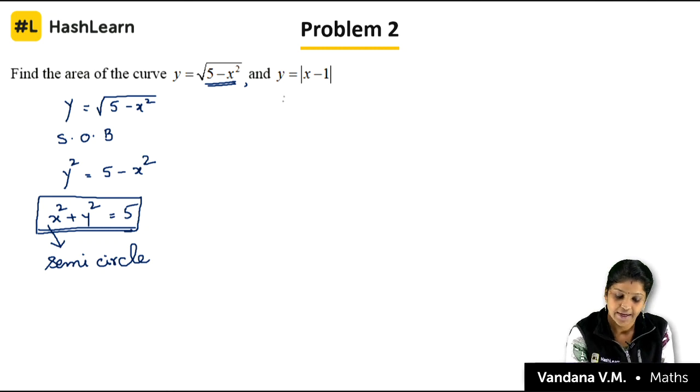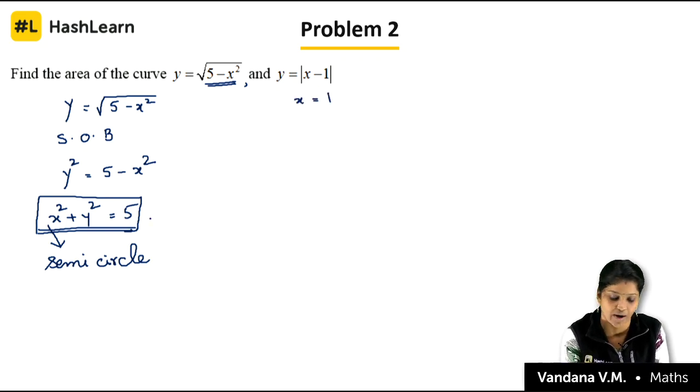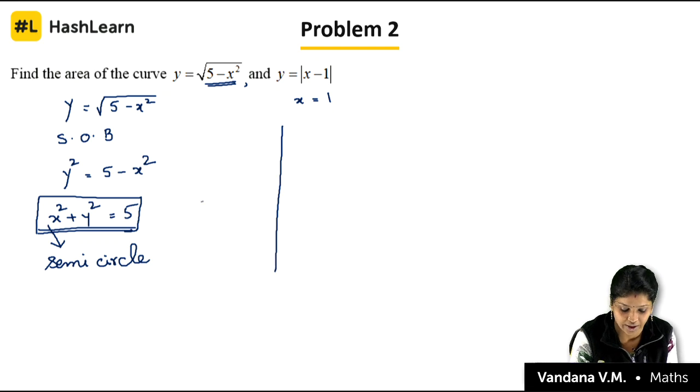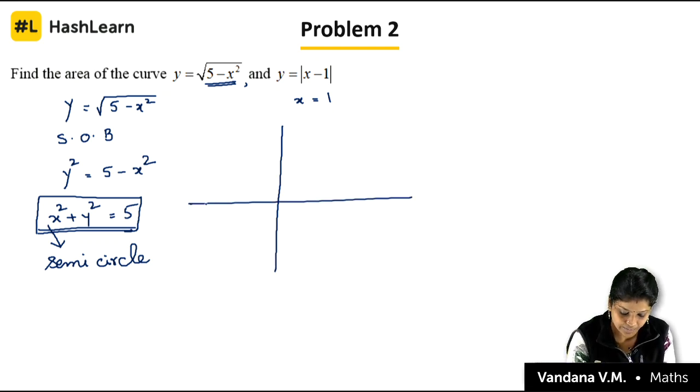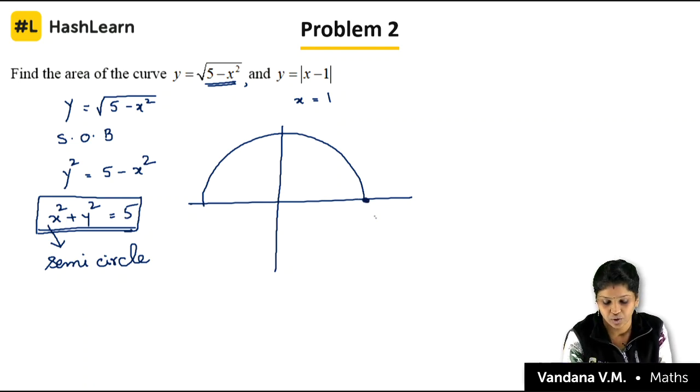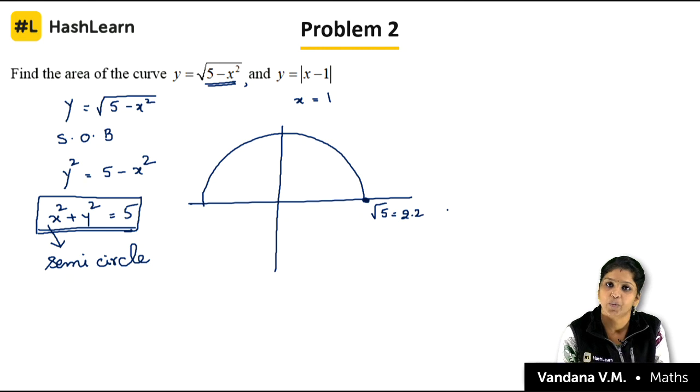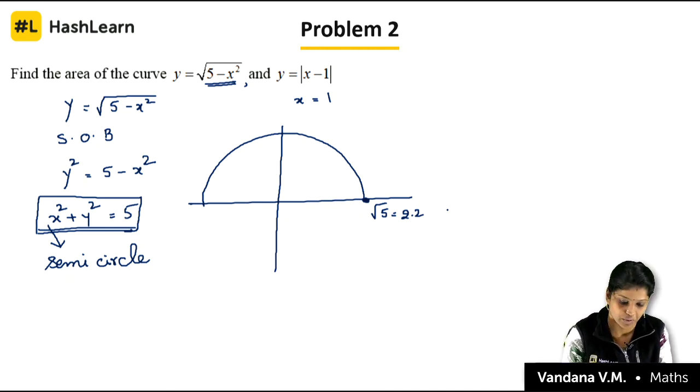Clear, right? Next, y is equal to mod x minus 1, that is, x is equal to 1. How will I get the graph over here? One is the semicircle with the radius. What is the radius? Root 5. Root 5 means what? It is more than root 4, that is, it is 2 point something. 2.2 or 2.1 you take, approximately I took. Now x is equal to 1, 0, 1, 2 or 2.2. It should be very near to that.